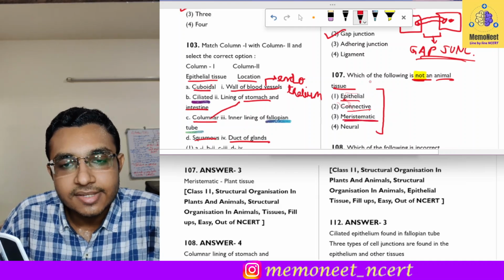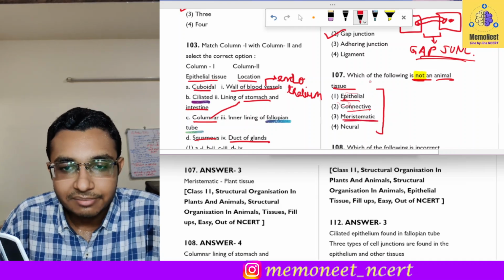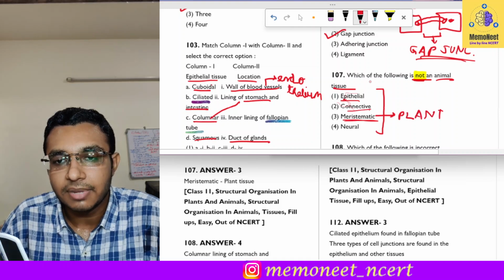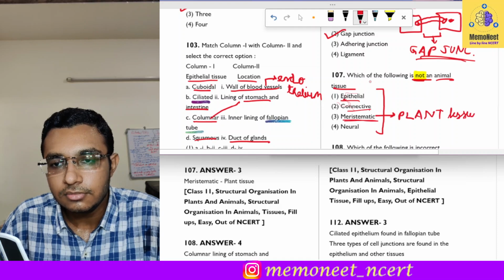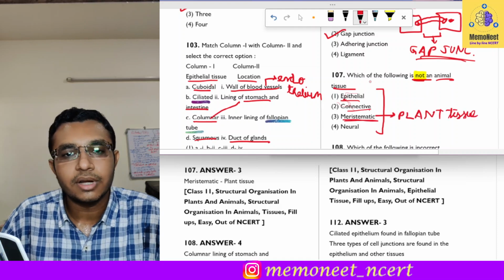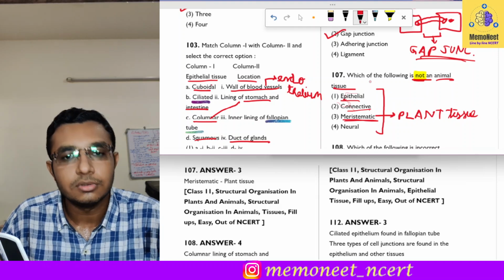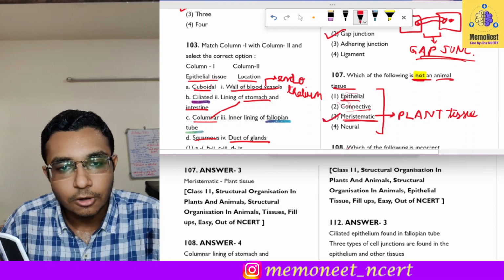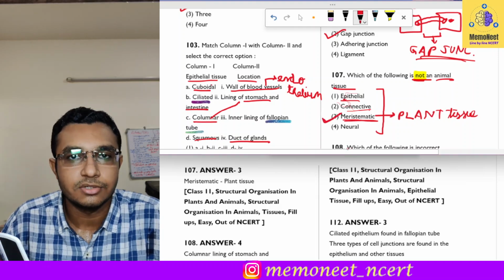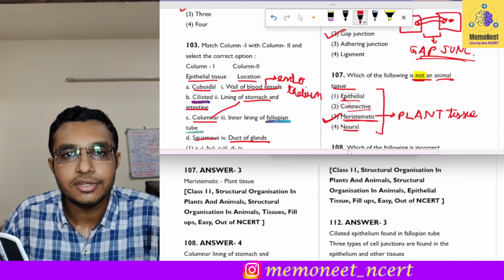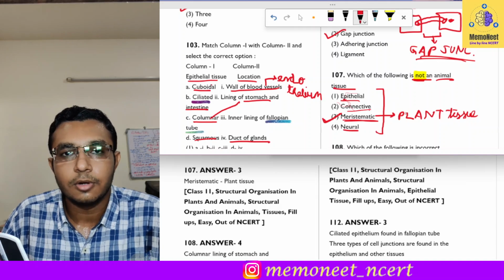Third is the meristematic tissue. Now see, meristematic tissue is a plant tissue, so that is not an animal tissue. Okay, and we have to identify which is not an animal tissue. So the correct answer of this question is option 3, that is meristematic tissue, which is a plant tissue. Then fourth is neural tissue, so that is also an animal tissue. So the correct answer will be option 3.